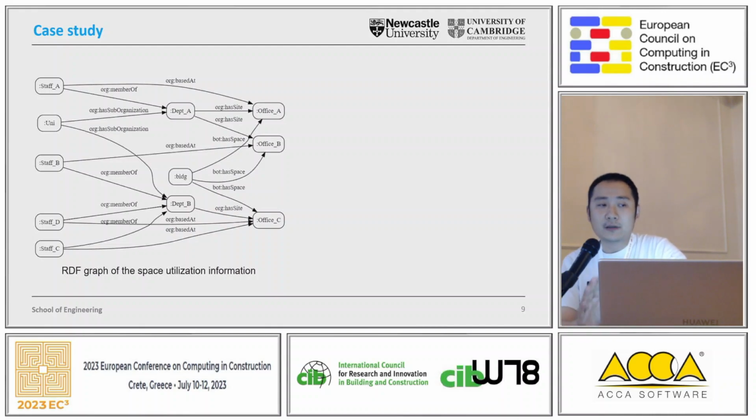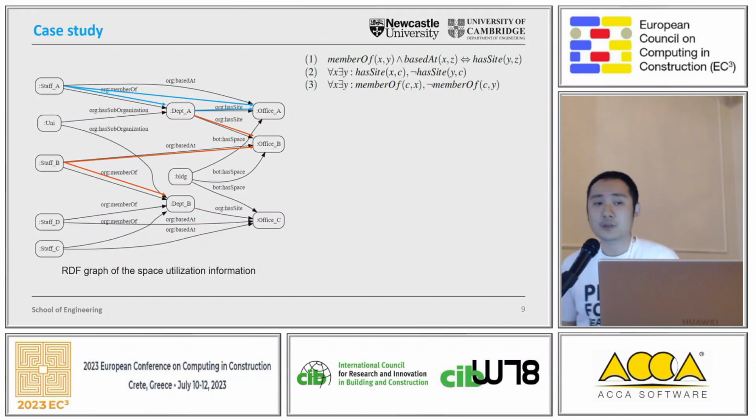Imagine that there are 4 staff working in the university, and there is one university building shared by 2 departments, Department A and Department B, and there are 3 offices. As you can see, Staff A is affiliated to Department A and uses Office A, and it is very natural to say that Department A owns Office A. The other case is Staff B: in the RDF graph, Staff B is a member of Department B and also uses Office B. However, we found that Department A actually owns Office B according to the space assignment plan.